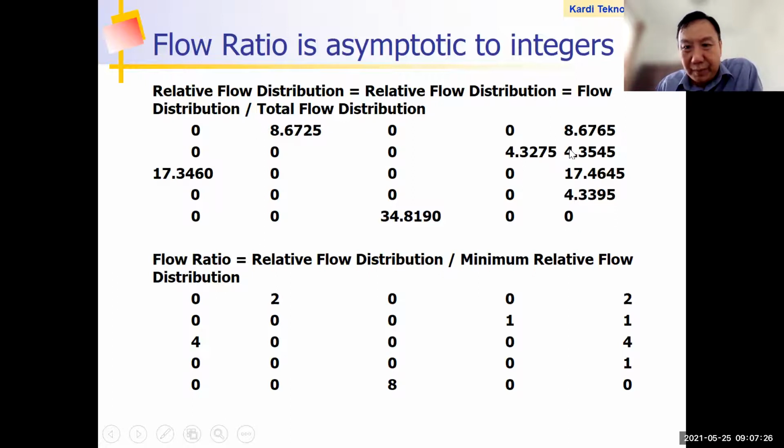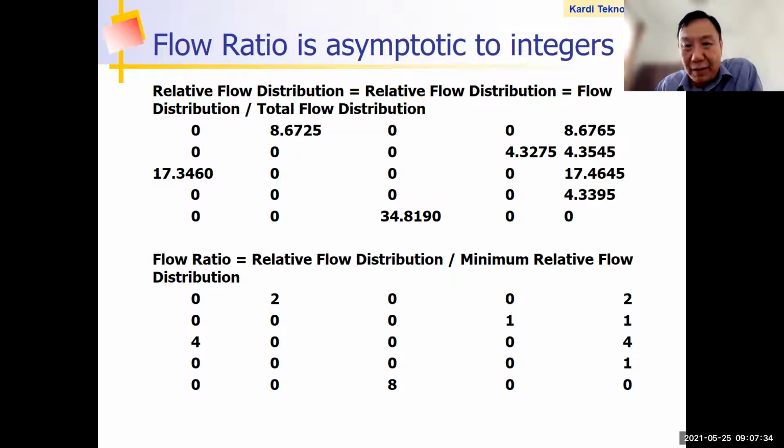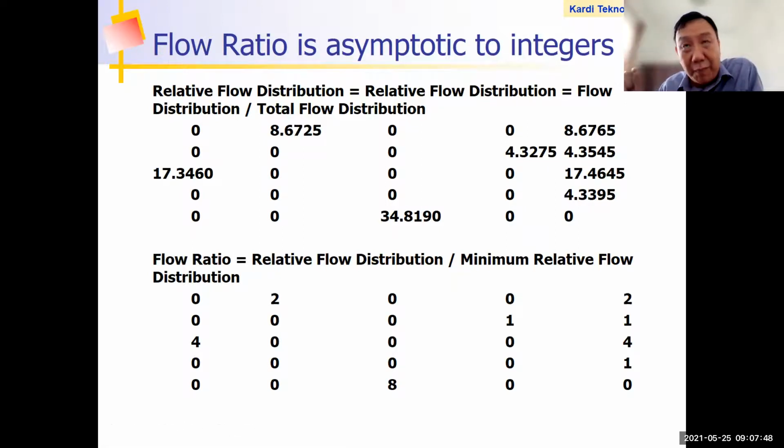So the bottom is divided by 4.3275. In this case, I divided all of the flow by 4.3275, right? And it is approaching 1, not exactly 1, but like 1.00001 or 0.99999. So the longer you put in the computation, it will approach 1 in the infinity.